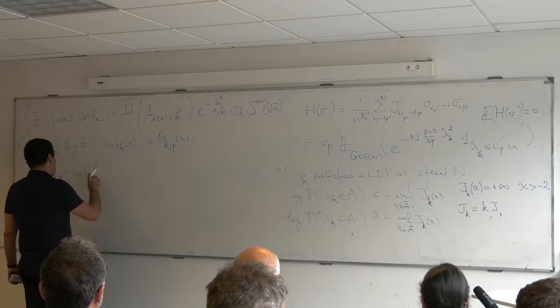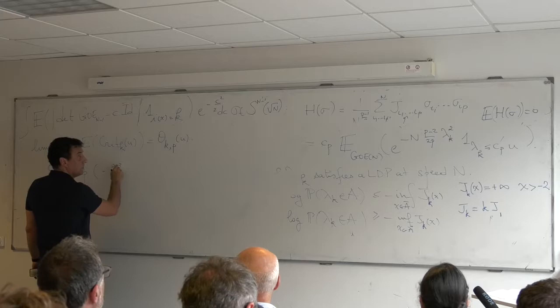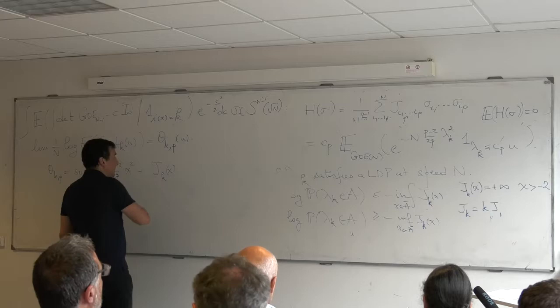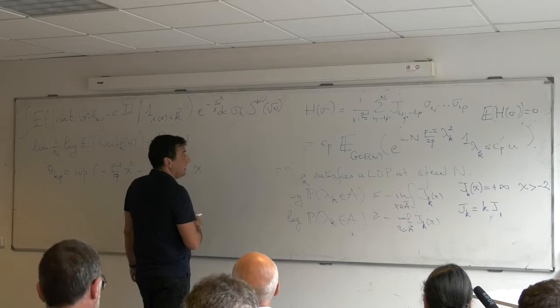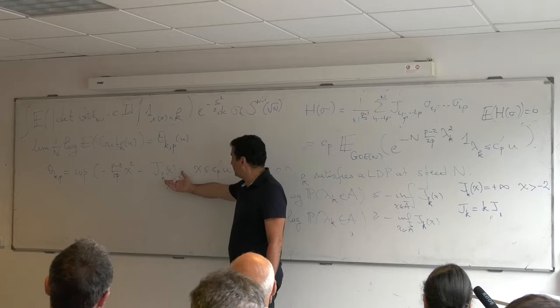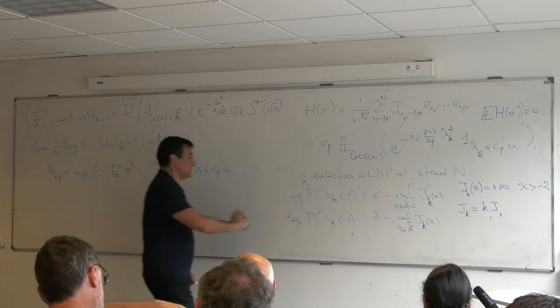I put a negative here, so it will be the supremum of negative p minus 2 over 2p, let's say x squared, plus the large deviation function jk of x, minus on x, which is this u here, x smaller than cp prime of u. Essentially, that's what this large deviation analysis will tell you. So you have to solve a variational problem on a certain set, which depends on the value u. And with all this, you find what this theta kp is, and it's not a very complicated thing.